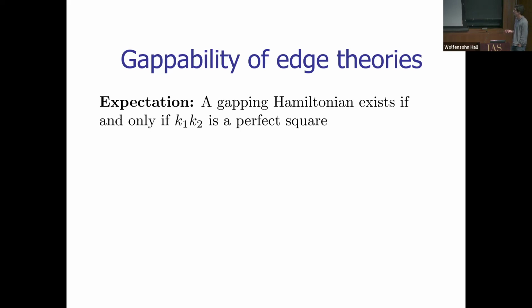So the expectation, as I told you before, is that if K1 K2 is a perfect square, you can find some gapping Hamiltonian. But if it's not a perfect square, such a Hamiltonian does not exist. And in this context, it's a very concrete statement. It says any local function of the UIs, any polynomial in UIs that's local in space, will always have a gapless spectrum unless this is a perfect square, in which case some of them have a gapped spectrum.